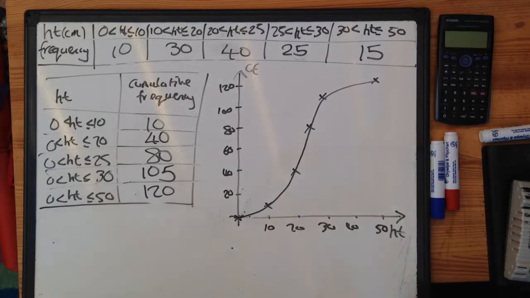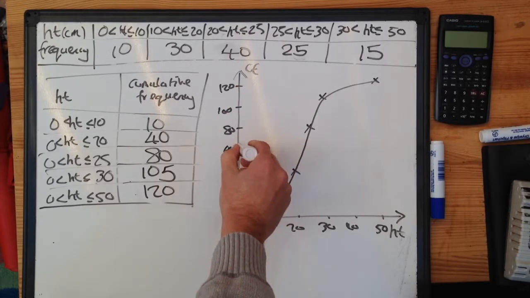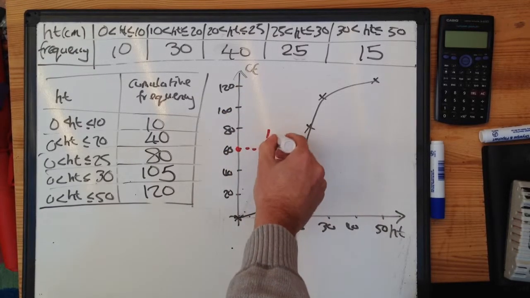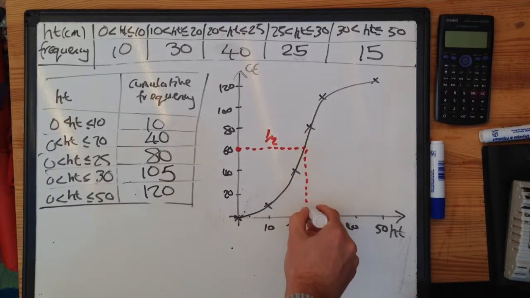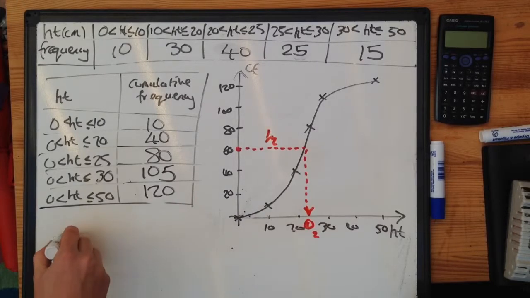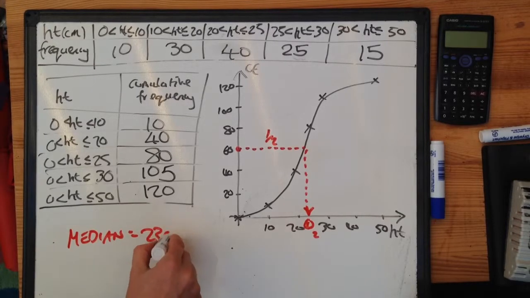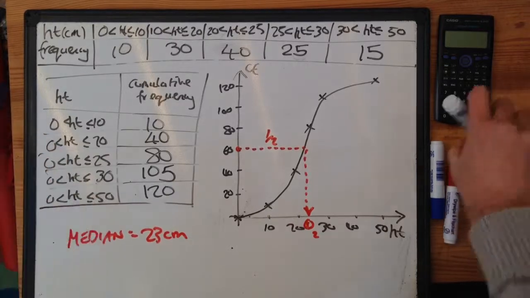Once we've got the cumulative frequency curve, we can use it to get the median. Now, if you remember, the median is the midpoint of all the data. So what we do is we go up the cumulative frequency curve and we find out the middle of the 120 values would be 60. And then we go across to the curve and then down, and that gives us an estimate of the median, or Q2. So in this case, the median is approximately 23 centimetres.